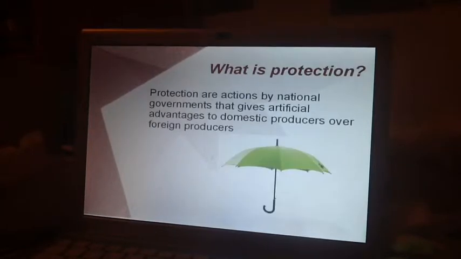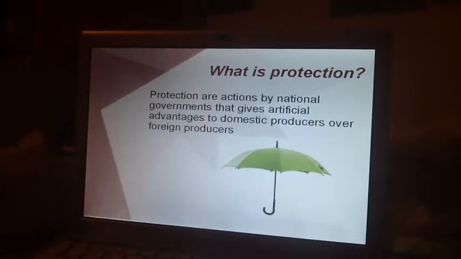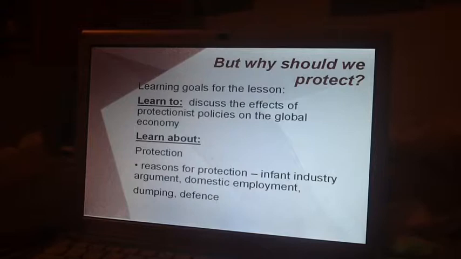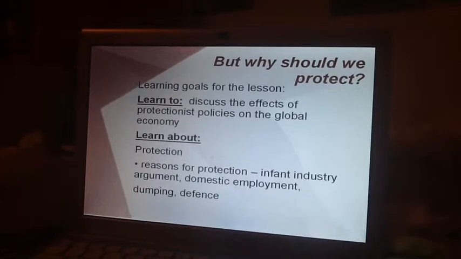So last lesson we looked at protection, what it is, and what we found out is protections are actions, assistance, support by national governments to give artificial advantage to domestic producers over the foreign producers. But today we'll be looking at why we should protect. What are the reasons of why we should protect our domestic industries? Can't we leave them on their own two feet so that they can compete in the global economy on their own, to fend for themselves?